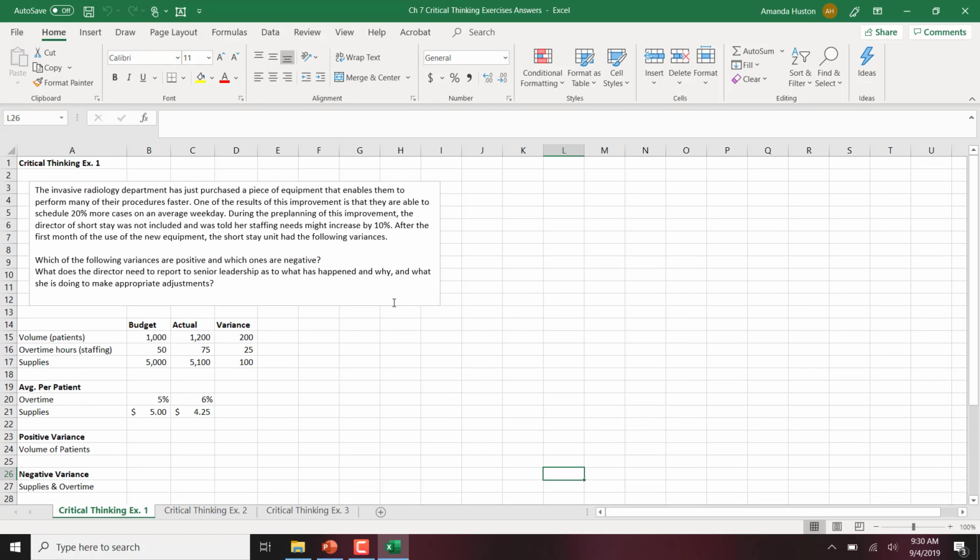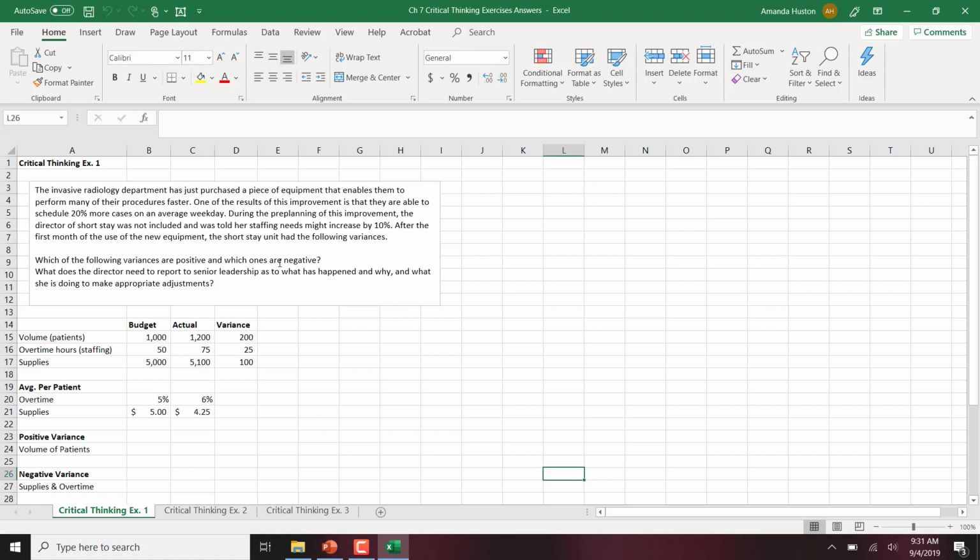The invasive radiology department has just purchased a piece of equipment that enables them to perform many of their procedures faster. One of the results of this improvement is that they are able to schedule 20% more cases on an average weekday. During the pre-planning of this improvement, the director of short stay was not included and was told her staffing needs might need to be increased by 10%. After the first month on the use of the new equipment, the short stay unit had the following variances.